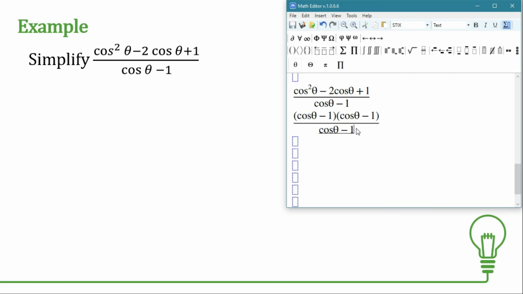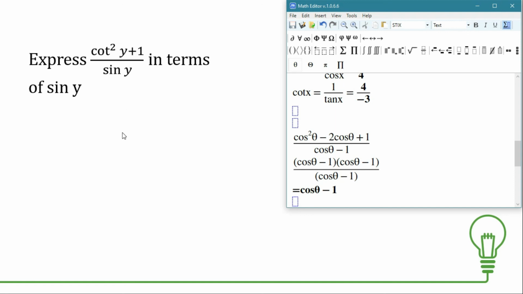Alright? So, in this case, pwede na po nating masimplify by, pwede nating i-cancel itong isang factor na ito, which makes the expression equivalent to cosine theta minus 1. Alright? So, yan, sinimplify lang natin. We actually don't apply any fundamental identity, but then pwede pa rin naman. Alright, so let us have another example.